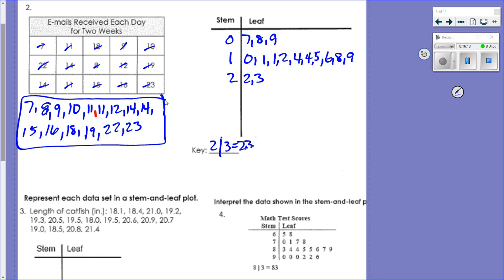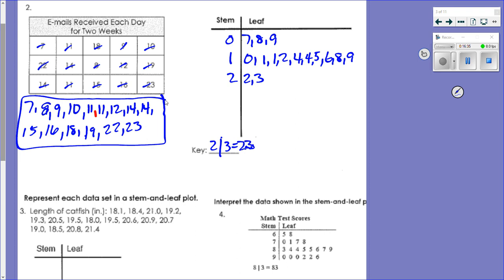Under the 0, I had 7, 8, 9. A lot of them, the 10s. I had 0, 1, 1, 2, 4, 4, 5, 6, 8, 9. Under the 2, I had 2 and 3. Don't forget your key. So I used 23, so I said 2 bar 3 equals 23.